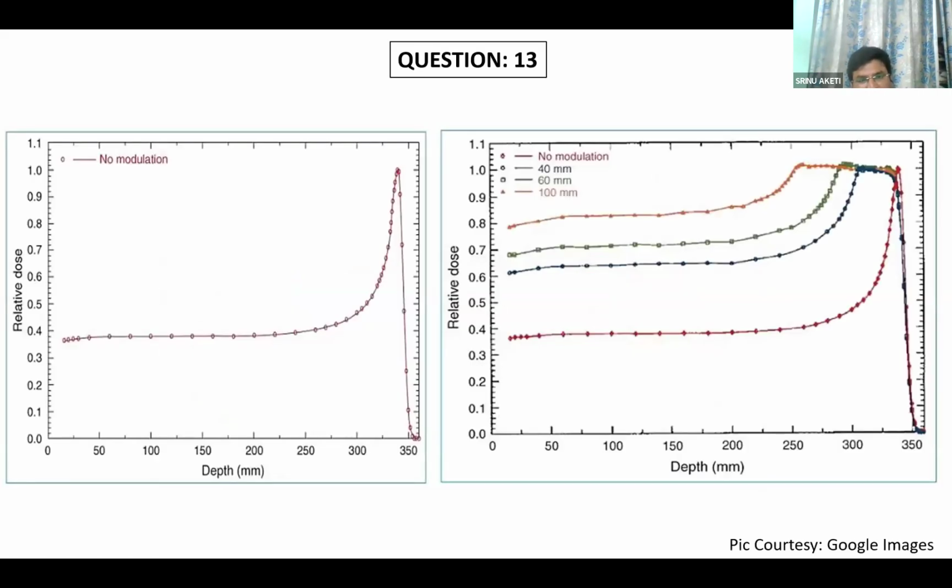Okay. Can you say something about these graphs? Yes, sir. The first is the Bragg peak of the proton, and the second graph represents the spread out Bragg peak. Very good. Why are they like this? Any idea? Sir, in the proton, the dose deposition at the end of the beam range will be maximum, and there will be an immediate fall off.